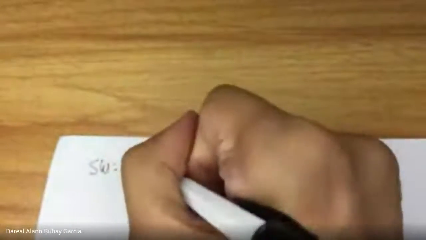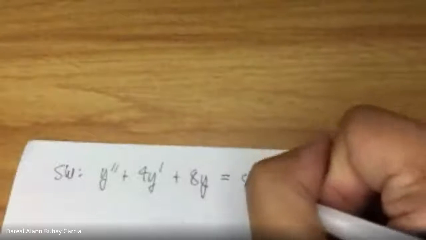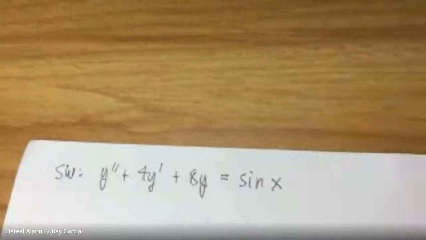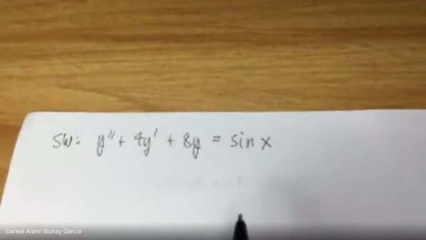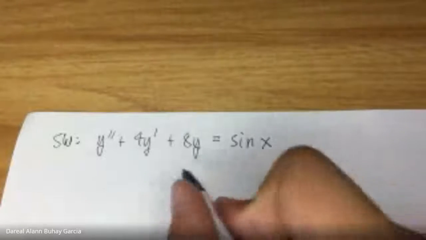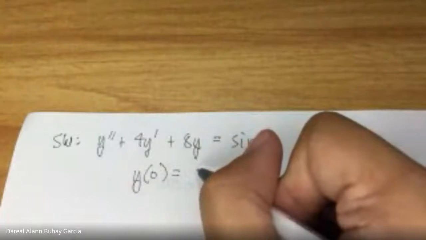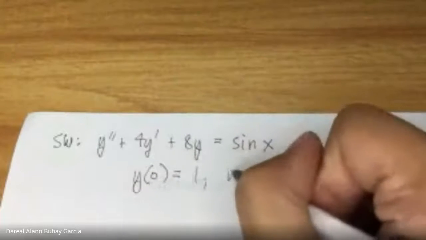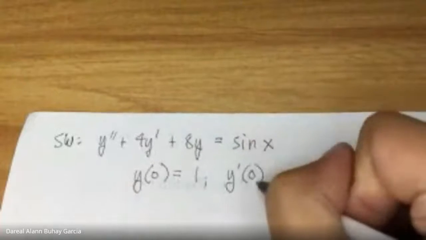Seat work. Y double prime plus 4y prime plus 8y is equal to sine of x. Initial values: y at 0 is 1 and y prime at 0 is 0.